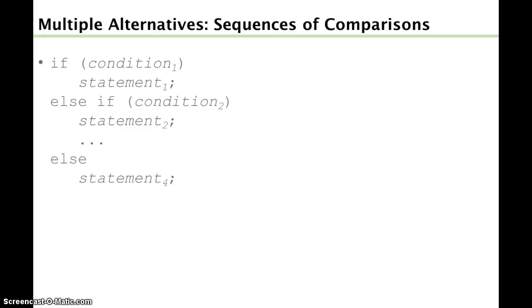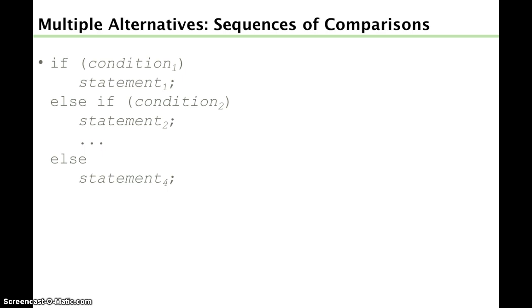Okay guys, this is chapter 5 part 3, multiple alternatives. So we looked at if statements and if else statements. Well, there's something called if-elseif statements. So you can test for more than one condition. You can test for multiple conditions. And so here's the format for it.